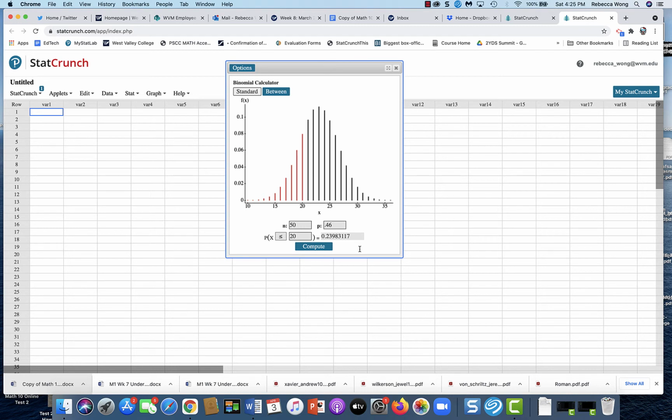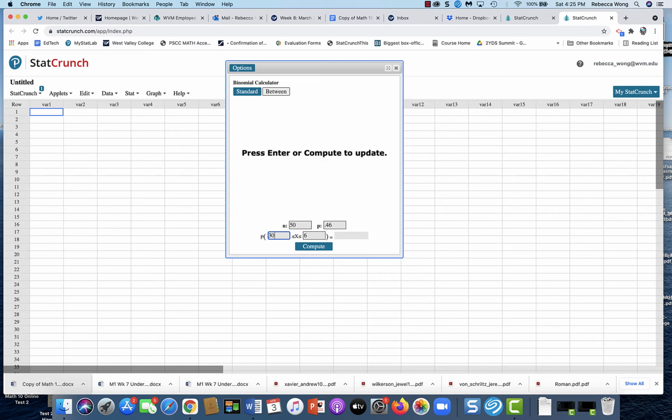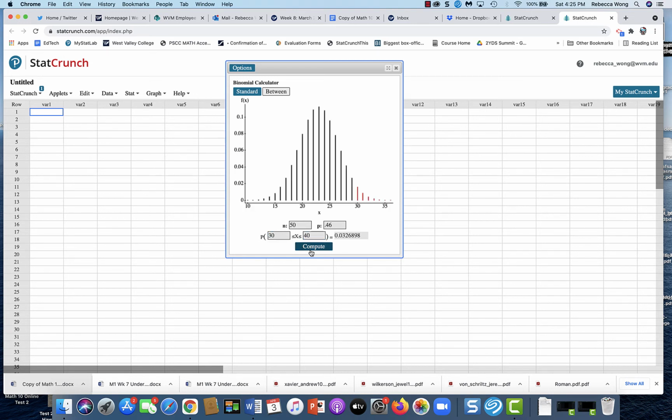For the next one, n is 50, p is 0.46, but we had between two values, and the two values that were between are 30 and 40. So our answer for that one, and you can see again, shaded over here in red, starting with 30 and then keeping on going up until the tail, is 0.033, or about 3.3%.